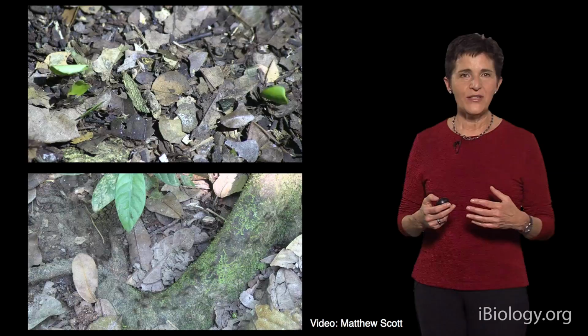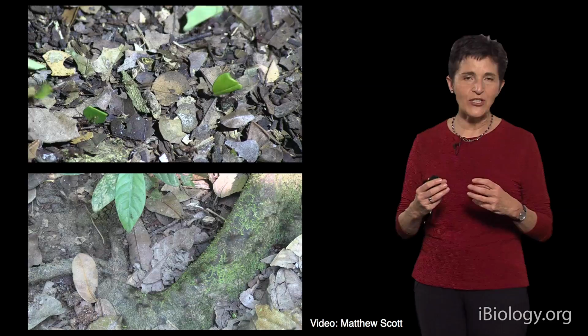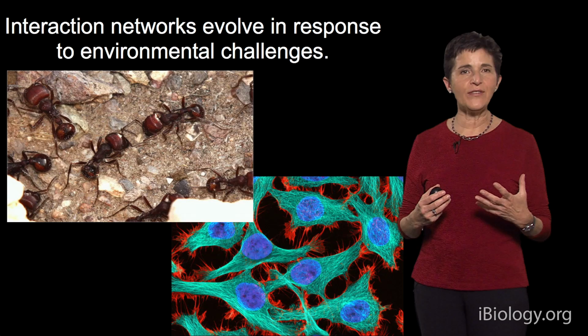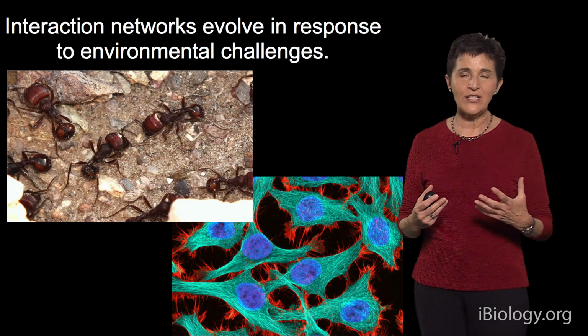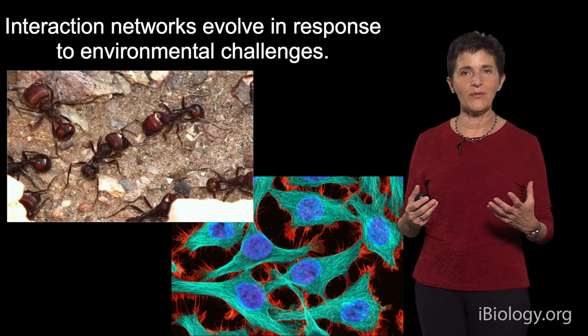So ants are using interactions differently in a huge range of environments, and we can study the evolution of collective behavior by understanding ecologically how the function of a network in one environment affects the reproductive success of the colonies using that network. Interaction networks evolve in response to environmental challenges, and so the way to study the evolution of collective behavior is to try to understand how interaction networks are operating in particular environments and what that means for the survival and reproductive success of the system using those networks. Thank you.